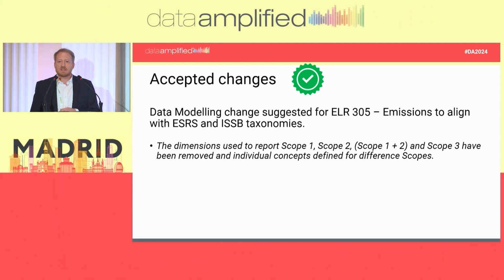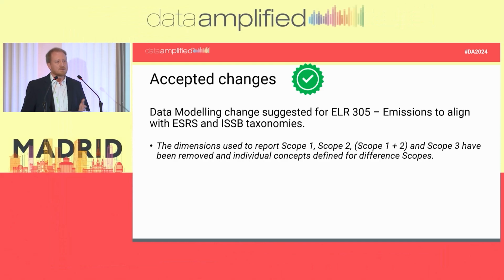So the first one here is actually about the way in which emissions, so GHG emissions, greenhouse gas emissions, are actually handled in the GRI taxonomy. We had quite a lot of feedback that we should align the way in which we were actually modeling GHG emissions with the ESRS and ISSB taxonomies. The issue here was not so much around the data that we were collecting, but actually the way in which it was being modeled.